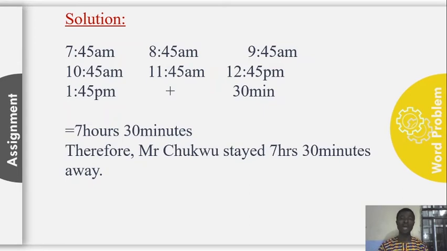So let's count the total time Mr. Chukwu took: 1, 2, 3, 4, 5, 6, 7. 7 hours plus 30 minutes. That will give you 7 hours, 30 minutes. Therefore, Mr. Chukwu stayed 7 hours, 30 minutes away from home. Let's go to another example.